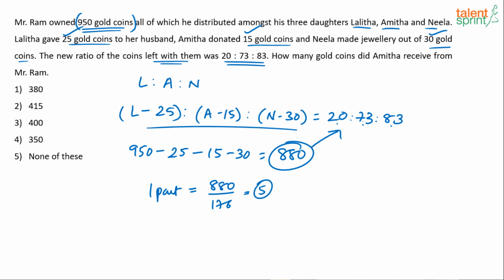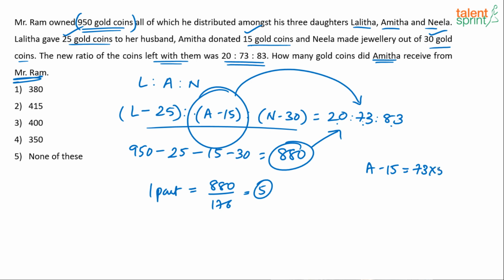What do I want? I want the number of gold coins Amita received initially from Mr. Ram. Understand, A minus 15 is equal to how many parts? 73 parts. That's it. So I can say A minus 15 is 73 into 5. I know that the value of each part is 5, so 73 parts will be 73 into 5. How much is 73 into 5? 350 and 15, 365. A minus 15 is 365. So A should be what? 380. That's it. There ends the matter. She got 380 coins initially. That's your answer.